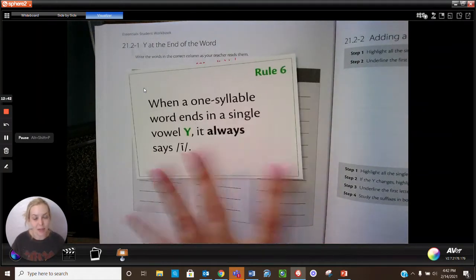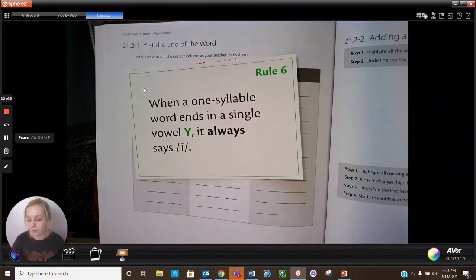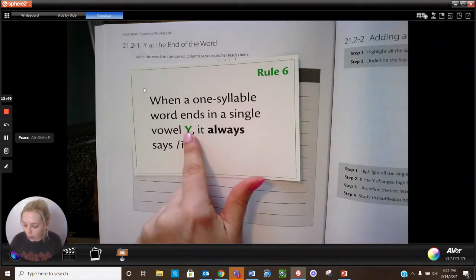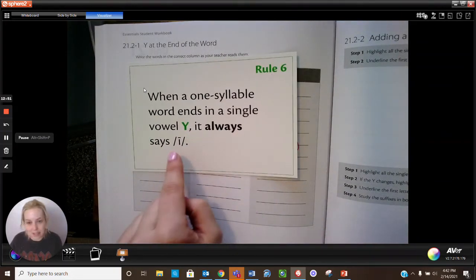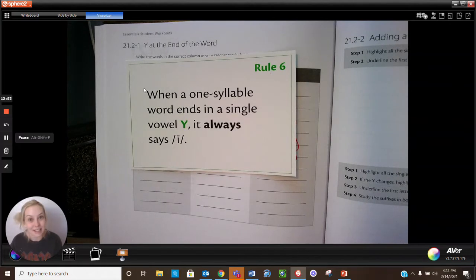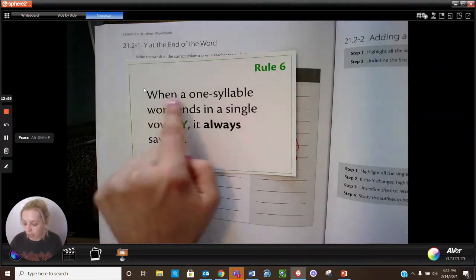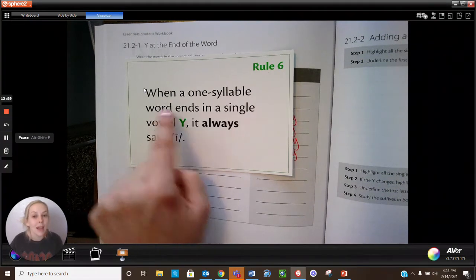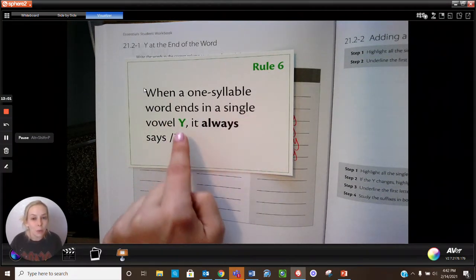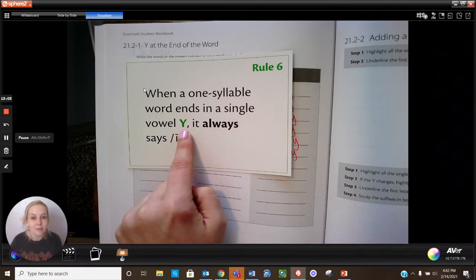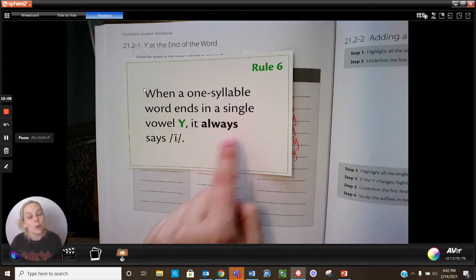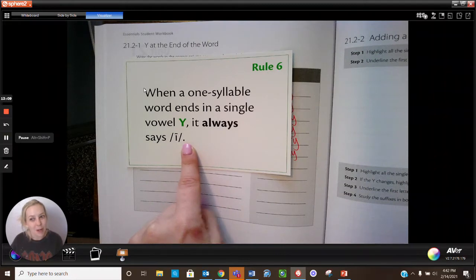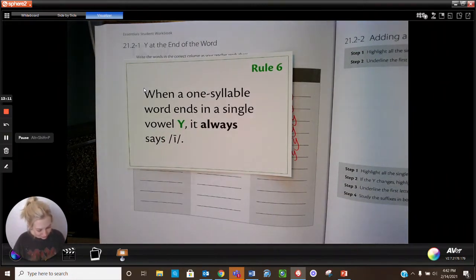This is the spelling rule. Spelling rule 6. When a one-syllable word ends in a single vowel Y, it always says I. Let's repeat after me. When a one-syllable word ends in a single vowel Y, it always says I. It kind of rhymes. It's fun, huh? Good.